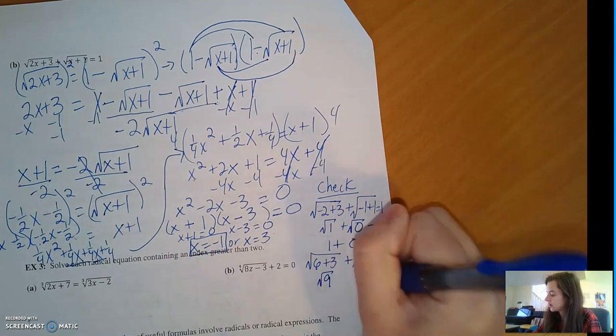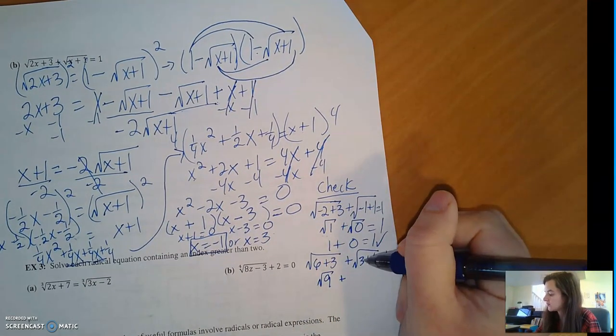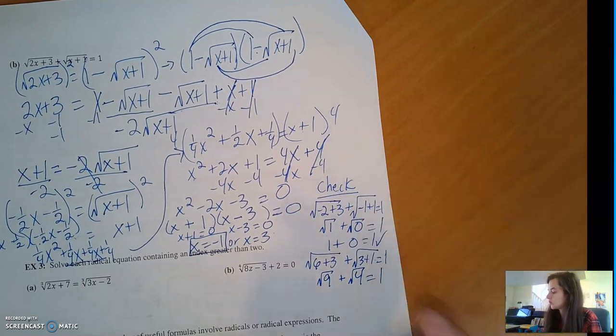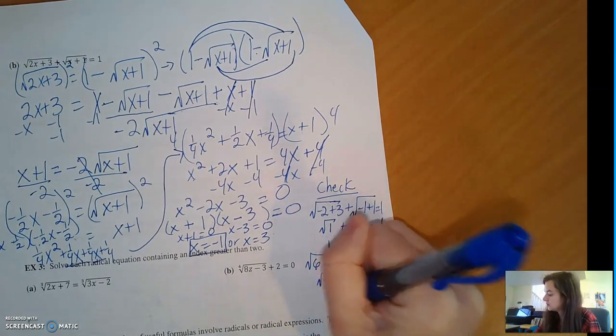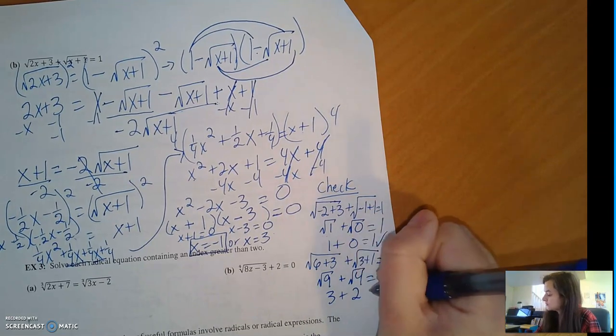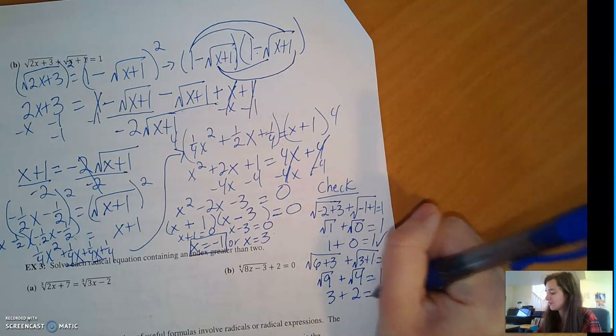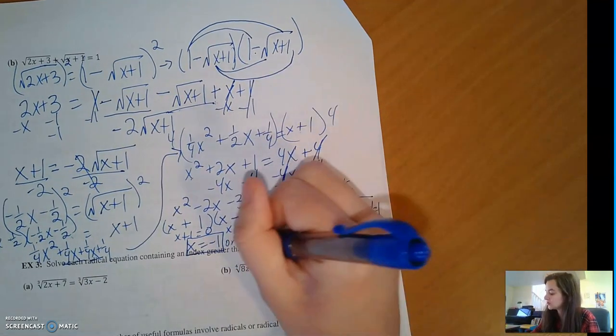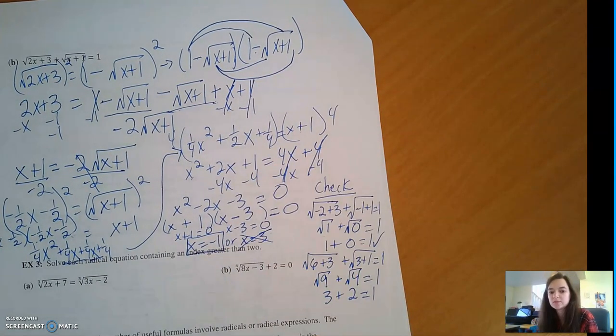So I've got the square root of 9. Second square root, I have 3 plus 1, so I have the square root of 4. And I'm going to see if that equals 1. Square root of 9 is 3. Square root of 4 is 2. And 3 plus 2 is 5. And 5 is not the same as 1. So x equals 3 is not a solution for our equation. So we have one answer, which is x equals 1.